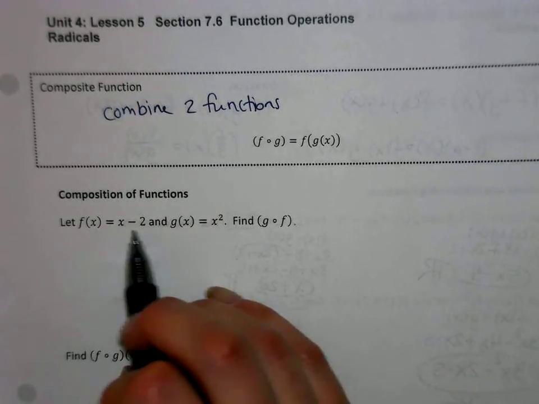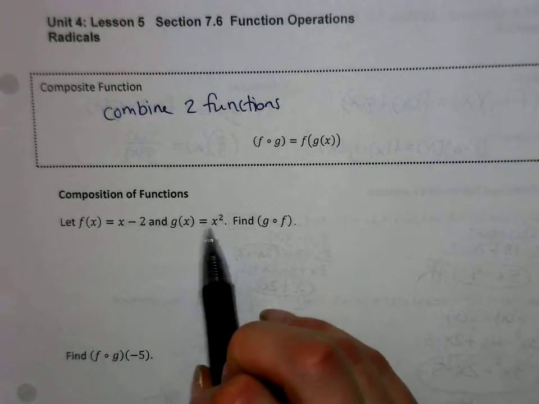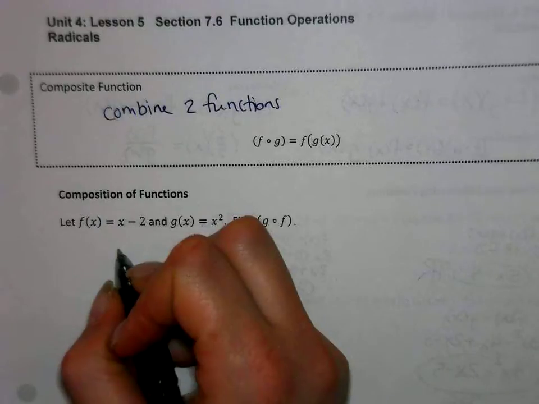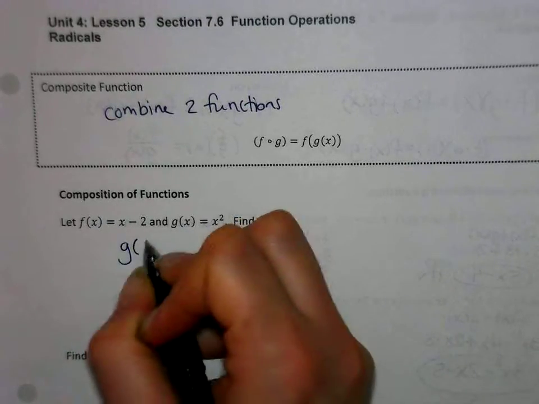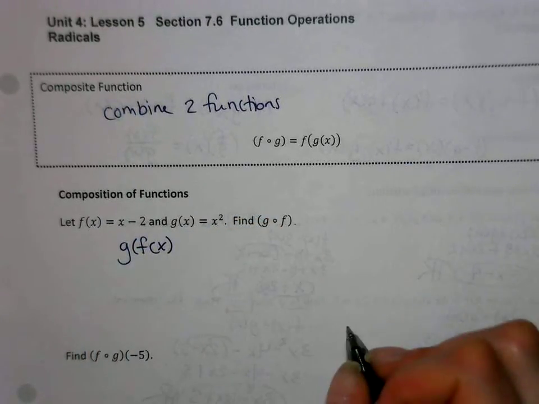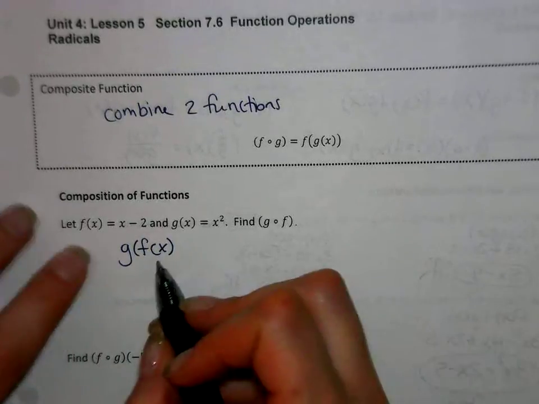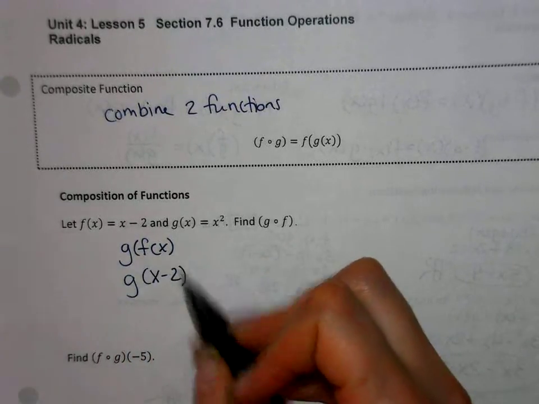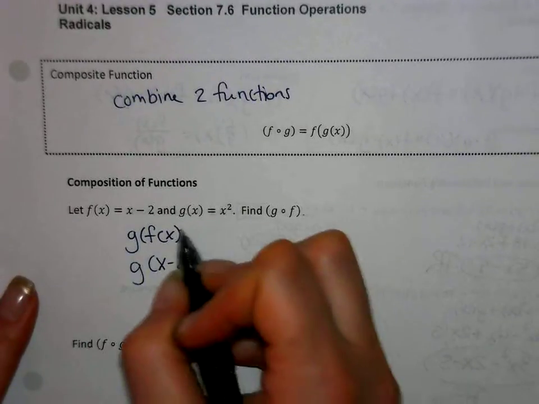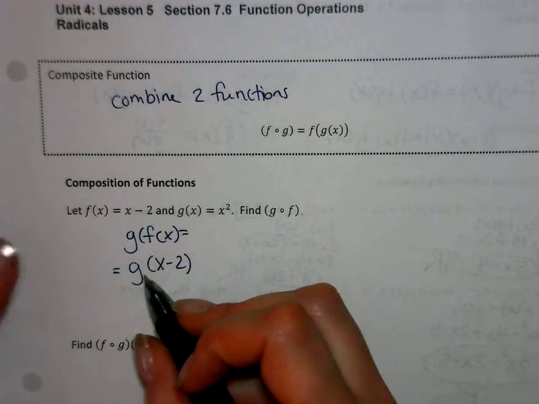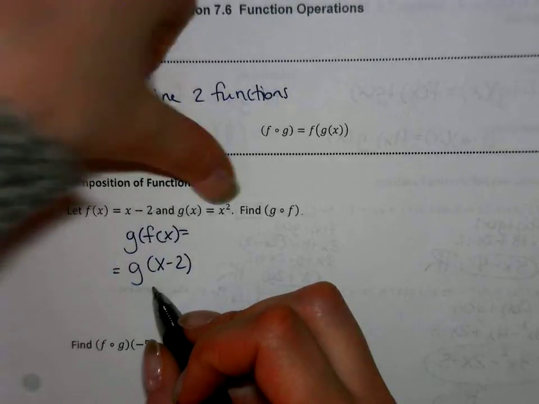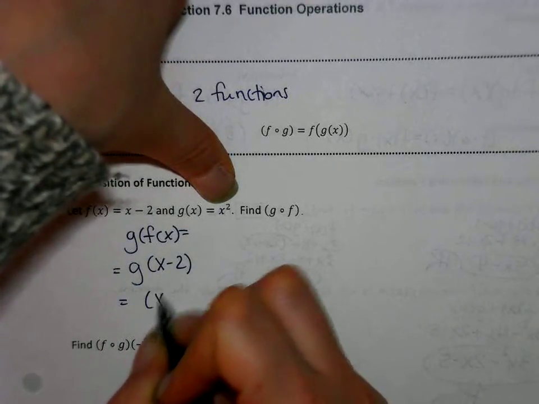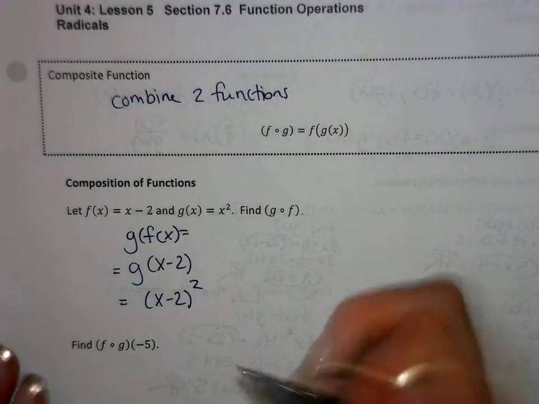So f of x equals x minus 2, and g of x equals x squared. So we have g of f, so that means we want to take g and then find f of x. So when we do that, f of x we know is x minus 2. And so instead we take our g of x and replace our x with x minus 2. So we end up with x minus 2 squared.